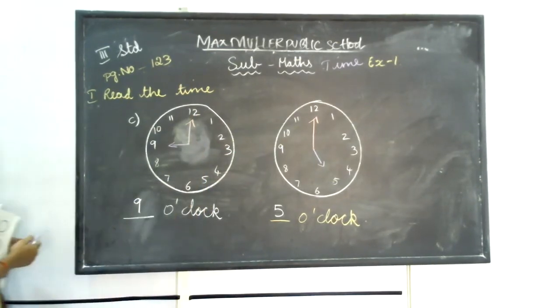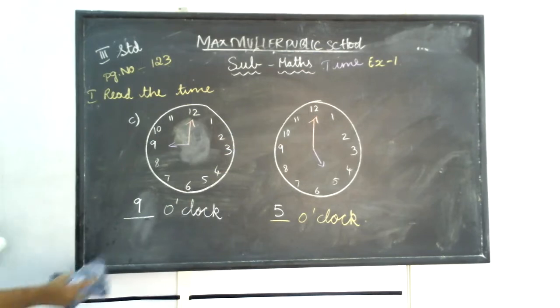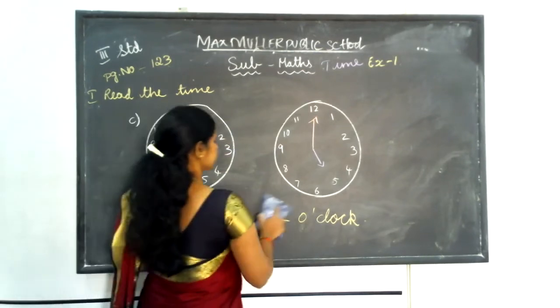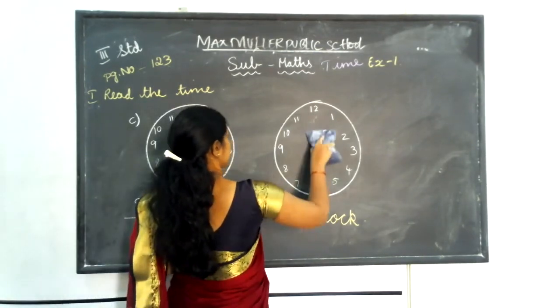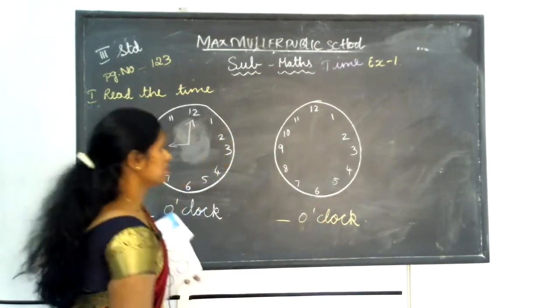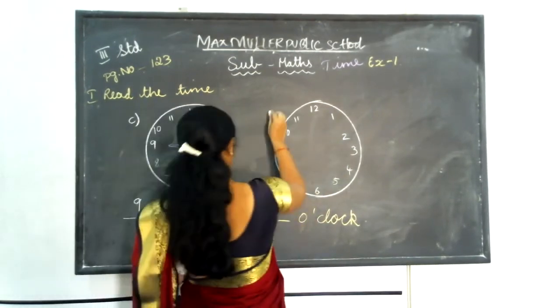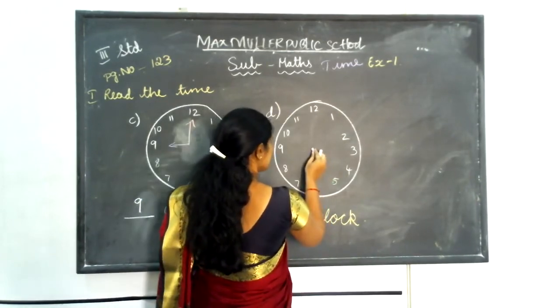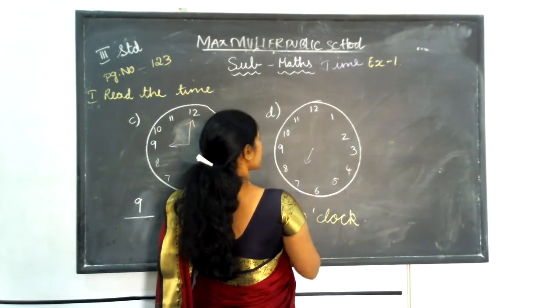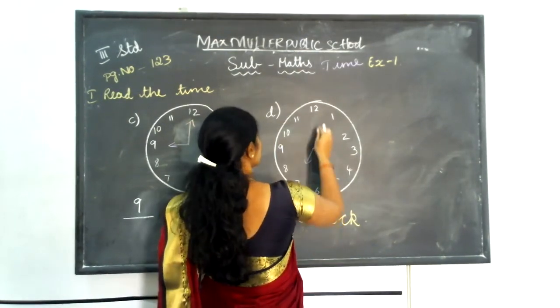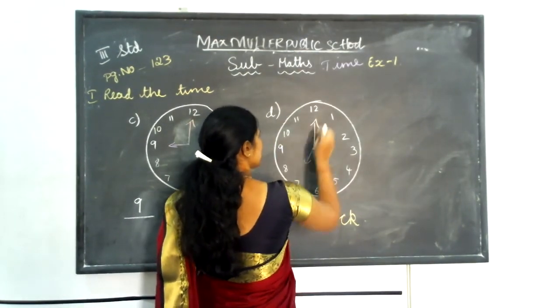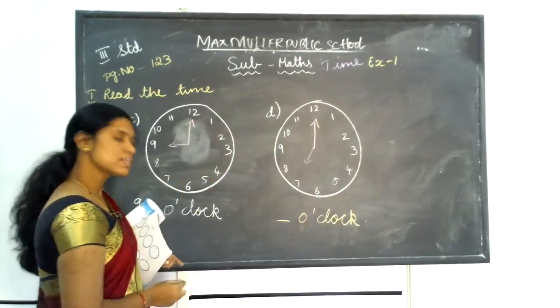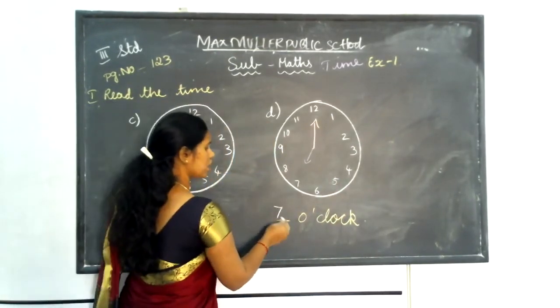The next one, the D1, you see. Finished, all of you? D1, the short hand is pointing towards 7. The long hand is pointing towards 12. So what is the time now? It is 7 o'clock. Understood now, all of you?